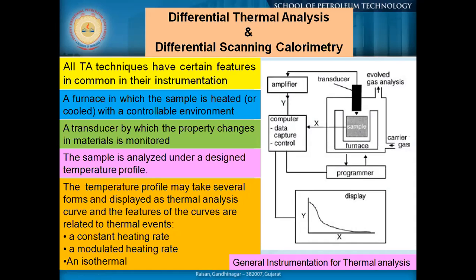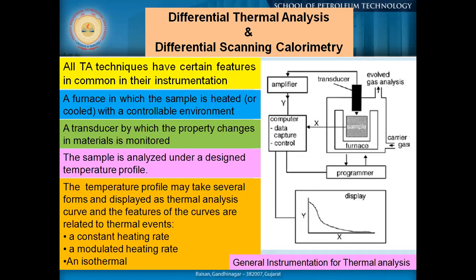Okay, so a transducer is used by which the property change of the material is monitored. You have a transducer which is actually monitoring every parameter, and the sample is analyzed under a designed temperature profile. That means either you are increasing the temperature in a specific ramp, or you are giving heat input to the system, and accordingly you will try to get the change.